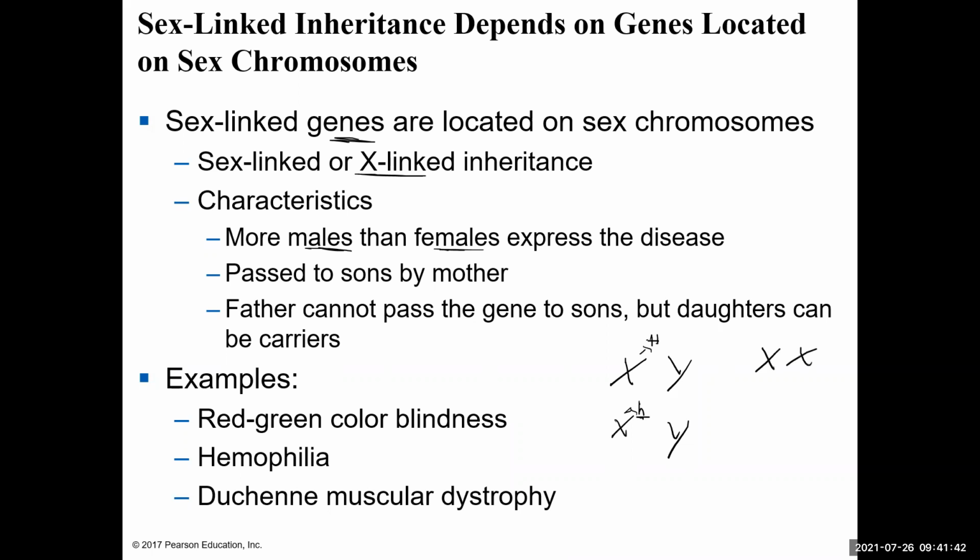Whereas females can have three combinations. They can be homozygous dominant, they can be heterozygous, or they can be homozygous recessive. So the males are going to be either or. They either have it or they don't. A female can not have it, she can have it, or she can be a carrier. So that means the females have a less chance of actually expressing the gene than males.